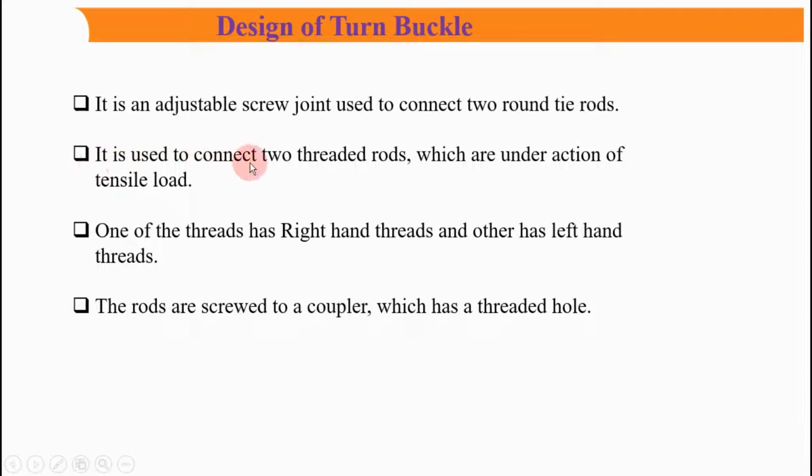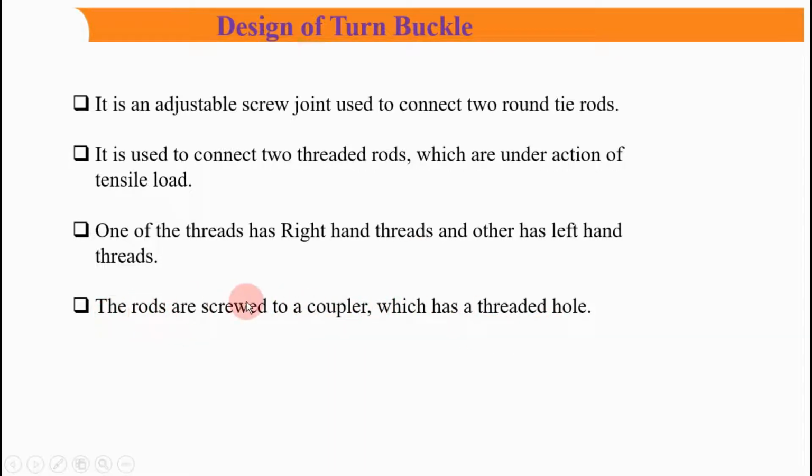It is used to connect two threaded rods which are under the action of tensile load. That we have seen. One of the threaded rods has right hand threads and the other has left hand threads. That I have told you earlier, that one of the tie rods has right handed thread and the other has left handed threads. The next is the rods are screwed to a coupler which has a threaded hole.